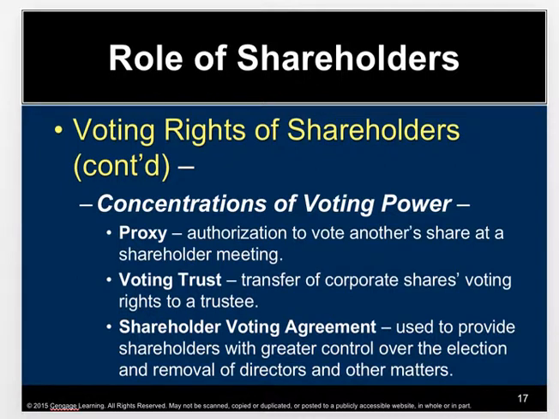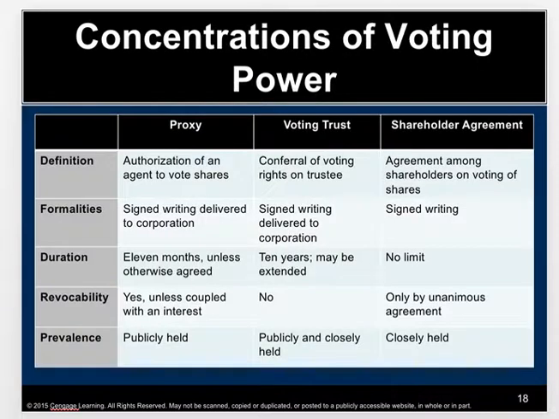There's also something called a voting trust. It's a transfer of corporate shares, voting rights to a trustee. And then you have that trustee vote on behalf of the trust. It's another option. We don't see that as much as we see proxy or cumulative voting, but it's still out there. There's also something called a shareholder voting agreement. It's used to provide shareholders with greater control over the election and removal of directors and other matters. So you can agree to vote a certain way with other shareholders. So that's how those are used.